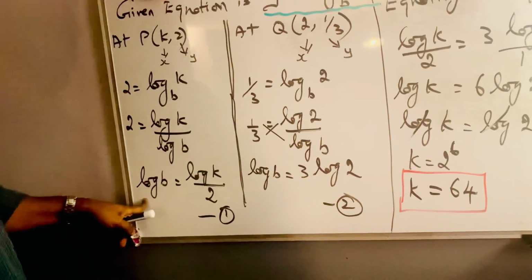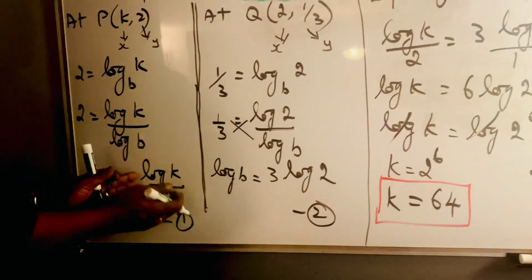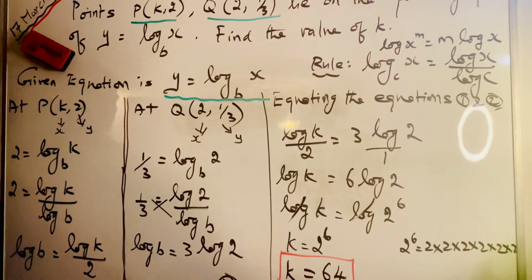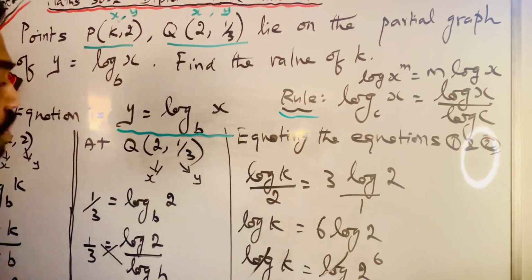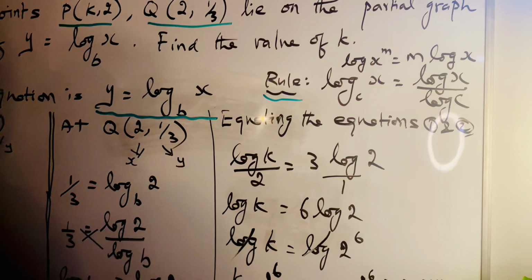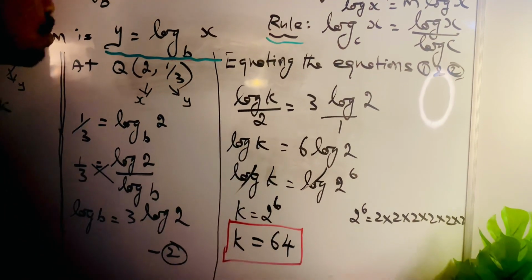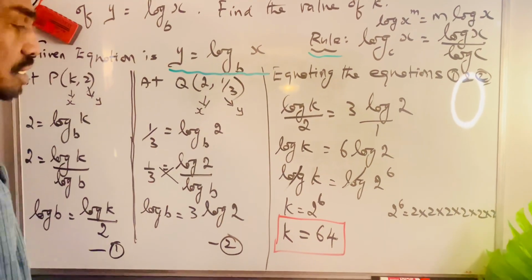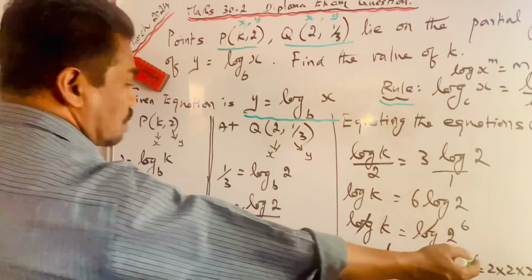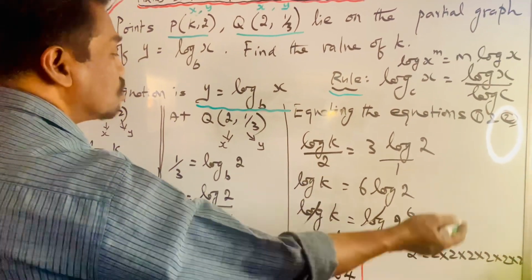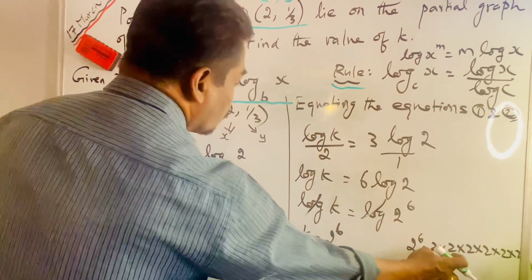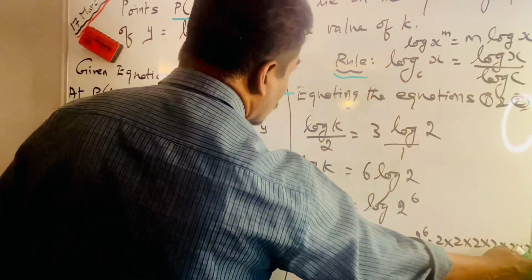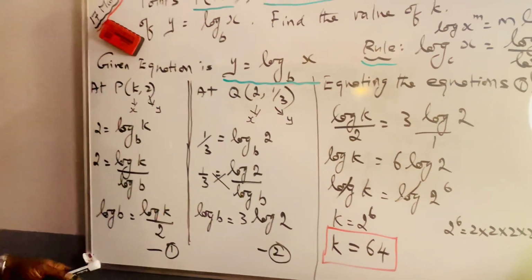The two equations are, one is log b, and another is also log b. So log k over 2 will be equal to this one. Then I applied the logarithm rules, and finally I got this equation: log k is equal to log 2 power 6, and log and log cancel. So k is equal to 2 power 6. What is 2 power 6? 2 times 2 times 2 times 2 times 2 times 2. 2 times 2 is 4, 4 times 2 is 8, 8 times 2 is 16, 16 times 2 is 32, 32 times 2 is 64. It's the final answer.